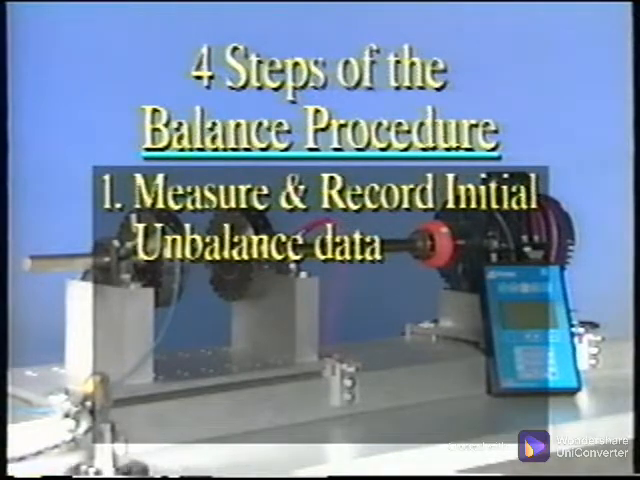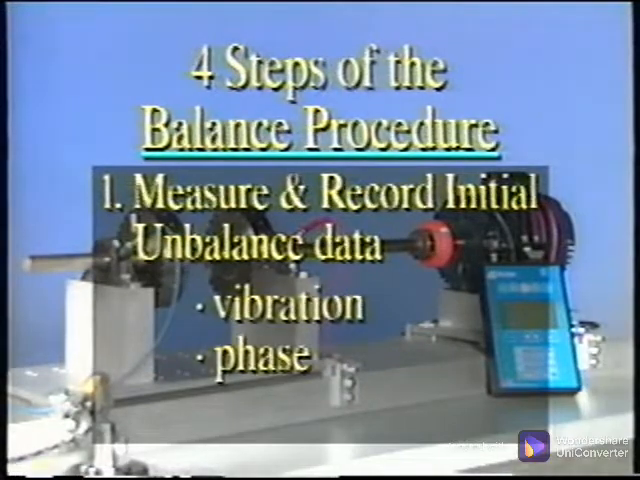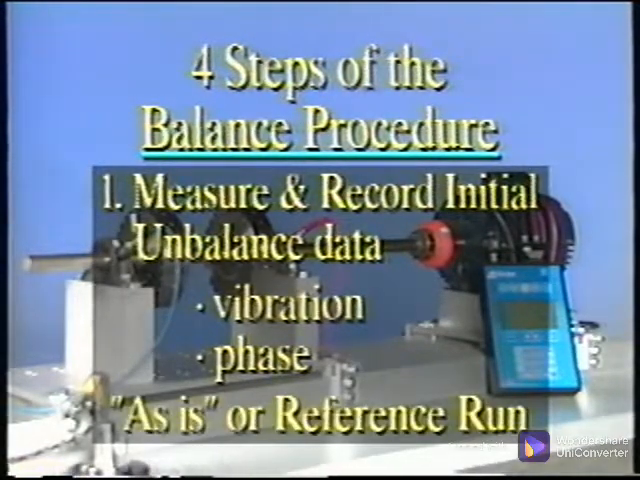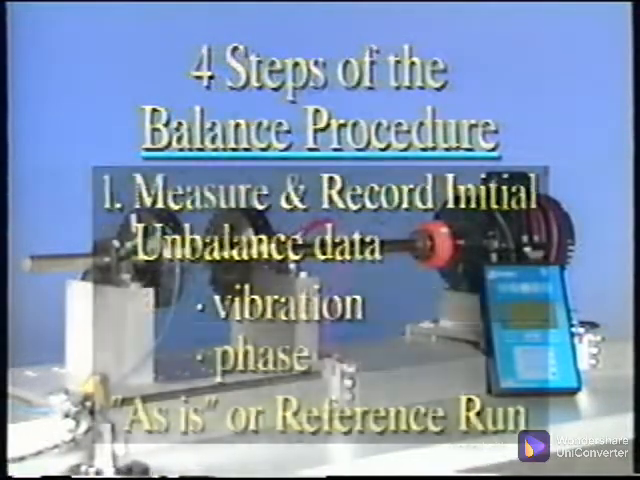The first step is to measure and record the initial unbalanced data. This unbalanced data includes the vibration and phase information at 1 times shaft turning speed as well as shaft RPM. This initial data is referred to as an as-is run or reference run, and it must be done for each measurement point to be used in the balance job. This step provides data for comparison for the next steps.